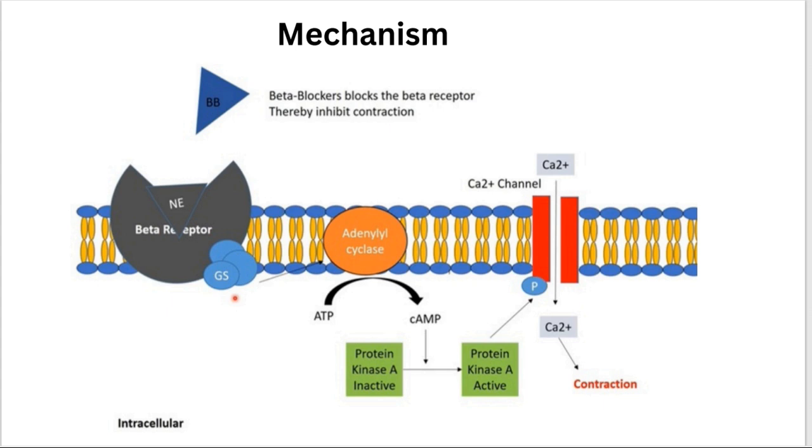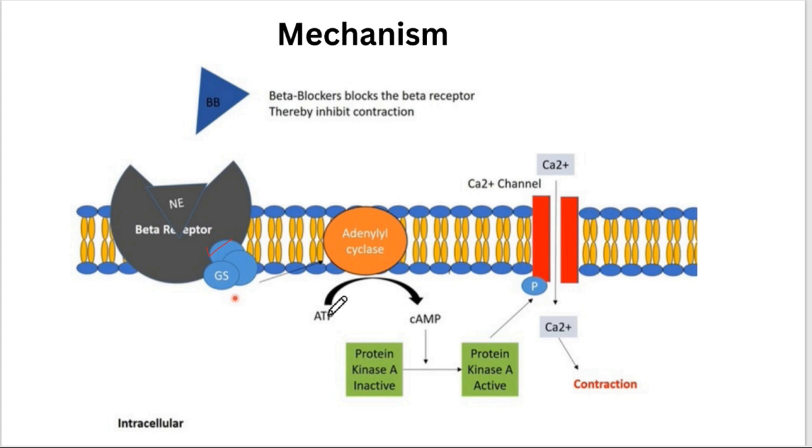Now in this mechanism of action, this is the beta receptor. Now what is happening: the norepinephrine binds to the beta receptor, and as the beta receptor is a G protein coupled receptor, it activates the G protein. That means when the norepinephrine is binding to the beta receptor, it will activate the G protein coupled receptor. Due to this activation, it leads to activation of adenylyl cyclase. Now this adenylyl cyclase will convert the ATP to cyclic AMP.